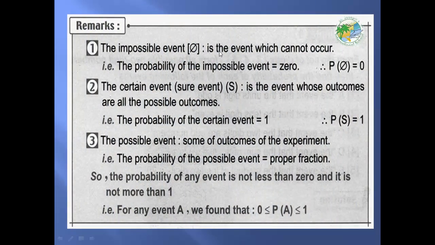The impossible event, phi, is an event which cannot occur. It is not possible to happen and not possible to find. The probability of an impossible event equals 0. Probability of phi also equals 0.